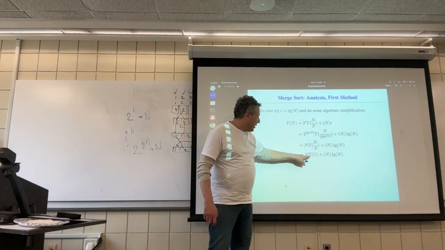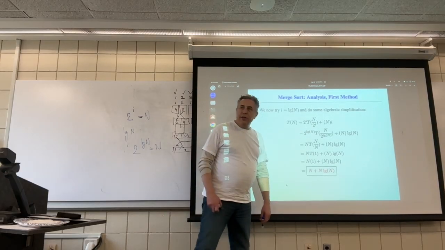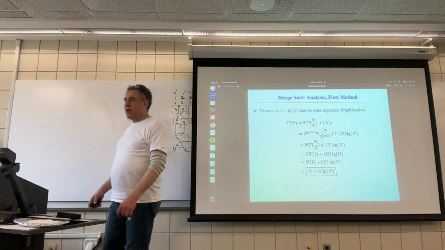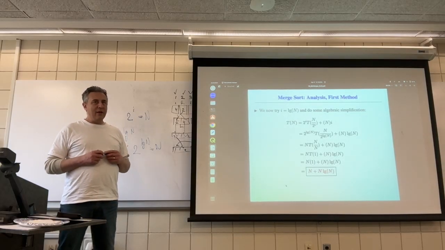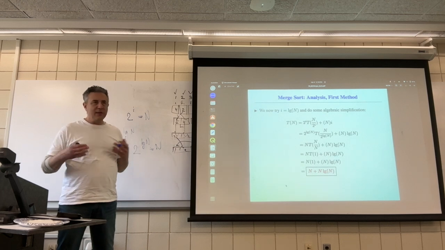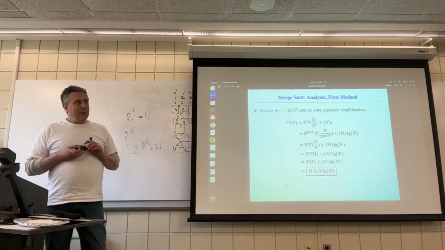That becomes 1. You can actually say T of 1 is equal to 1. That was part of the assumption. So here's your merge sort being n log n. And what people never tell you is it really was big O of n log n. If you really want to be precise, it's n plus n log n because of all the bookkeeping details that we omit with the big O notation. How many people are okay with this?